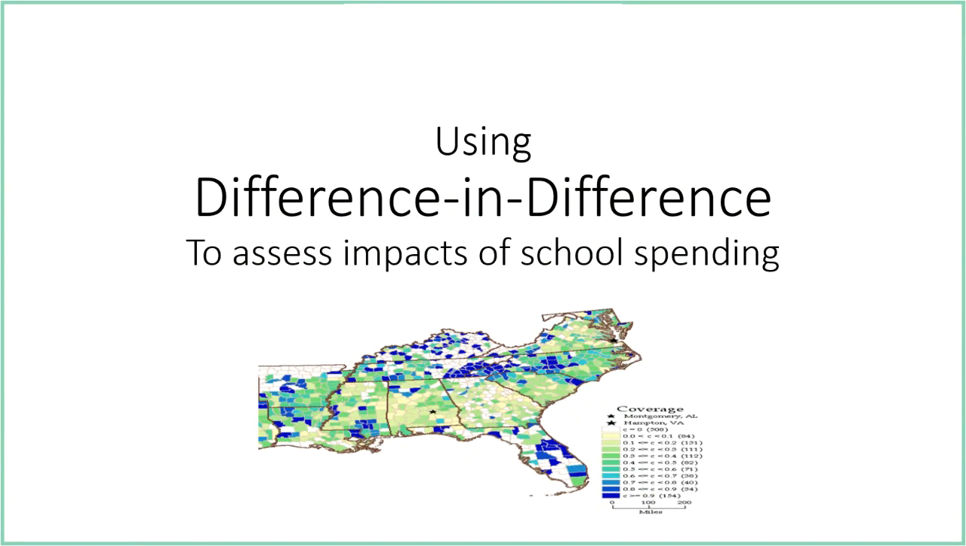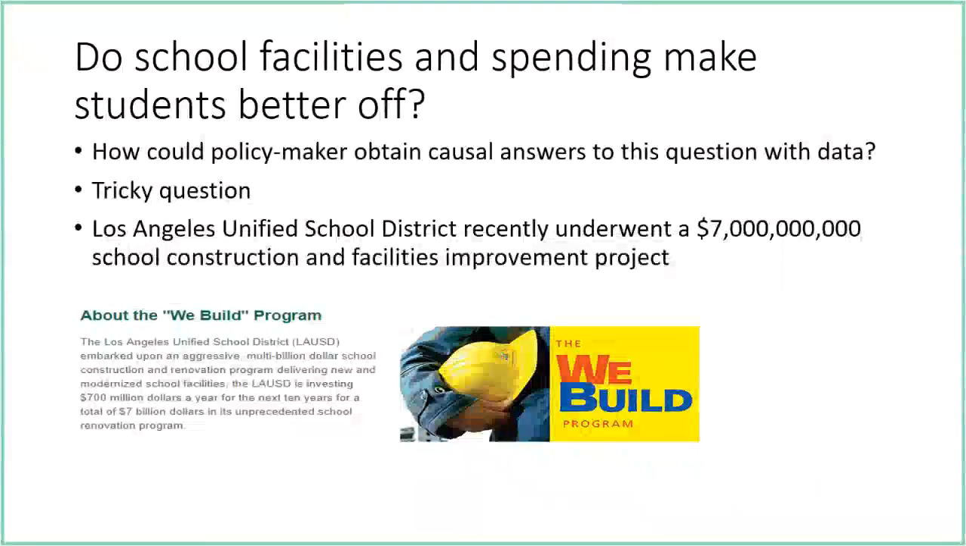Difference in difference is an incredibly popular kind of regression technique for analyzing public policy. And so we're going to use that as our running example throughout this lecture. So you could imagine that a few years back, the Los Angeles Unified School District was considering a $7 billion bond measure to improve school facilities. They actually just recently, I think on this upcoming ballot, are having a similar bond measure.